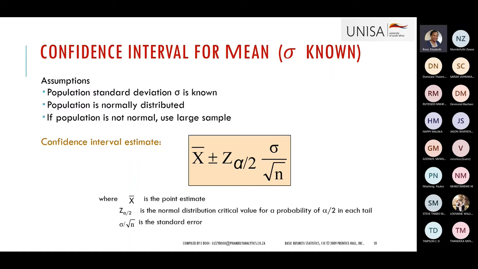The population needs to be normally distributed. And if the population is not normally distributed, then we're going to rely on using a larger sample, so our N will be big. When we talk about N being big, we're referring to almost N greater than 30, but that is not always going to be the case in your module, so don't worry too much about that. The most important thing that you need to constantly be on the lookout for, except for the assumptions, is that statement. The first assumption: your population standard deviation needs to be given or known. And we use this formula to construct our confidence interval: our point estimate plus or minus the critical value times the standard error.